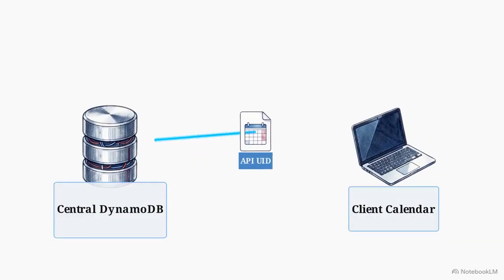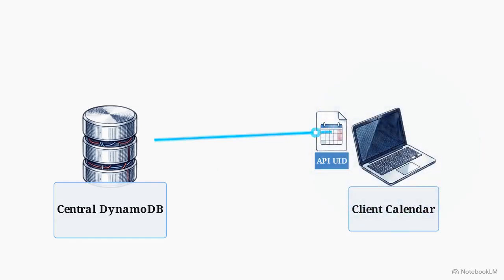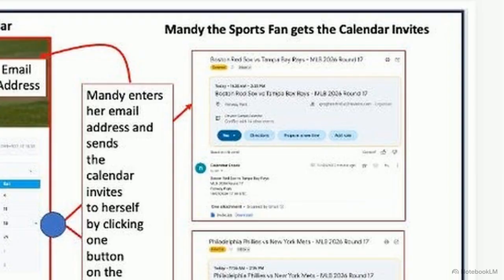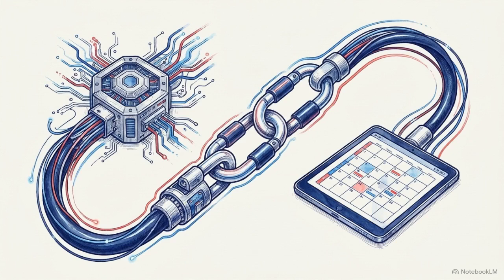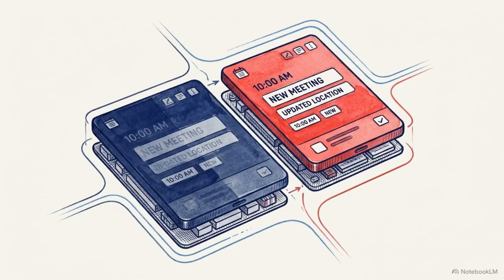This API UID serves as a persistent tracking token. It permanently tethers the decentralized client calendar back to the central DynamoDB record. Delivered via AWS SES, the generated invite arrives and renders in the user's inbox as a native, recognizable calendar event. Through the insertion of that API UID, a standard one-way file drop becomes a permanent, stateful connection between the server and the local device. This persistent connection solves the complex problem of state mutation.